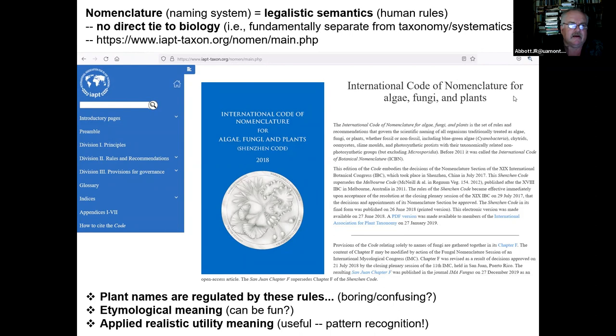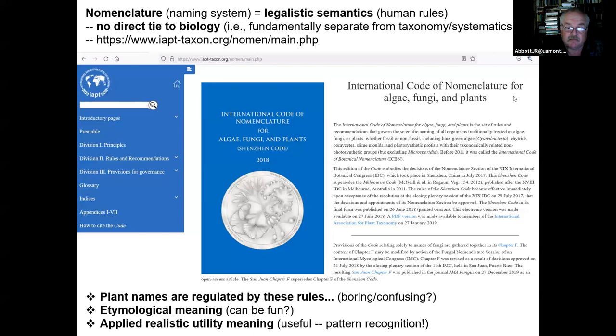And so if you'd like to better understand nomenclature, the current International Code of Nomenclature for botany is at this website, at this link here, and there's a PDF link there that you can actually download and read for yourself. Basically it turns out that yes, we have a codified system of laws which regulate the use and application of names. Personally, I find this really kind of boring and confusing most of the time. It's just not something that excites me.